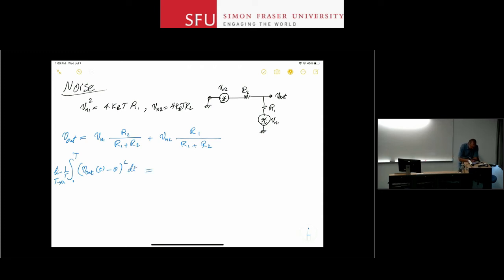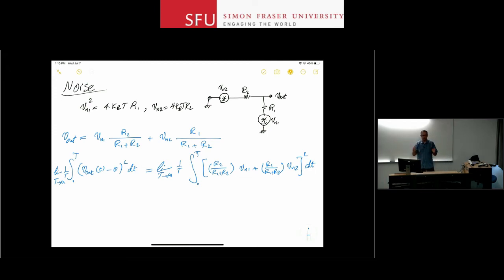And then I can see that, if I use the equation that I calculated above, it's going to be R2 over R1 plus R2, squared, times Vn1 squared, plus R1 over R1 plus R2 times Vn2, this whole thing squared, dt. All right?